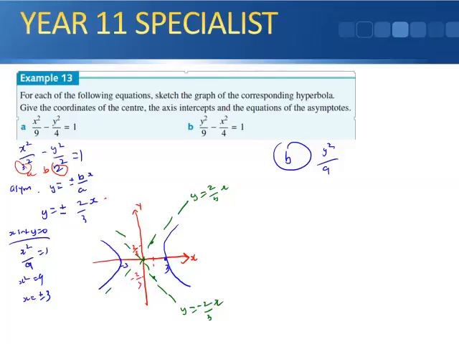Part B, y squared divided by 9 minus x squared over 4 equal to 1. So again, I'll write it y squared over 3 squared minus x squared over 2 squared equals 1. Working out the asymptotes using the rule y equals plus and minus b over a x, which means I get plus and minus 3 over 2 x.